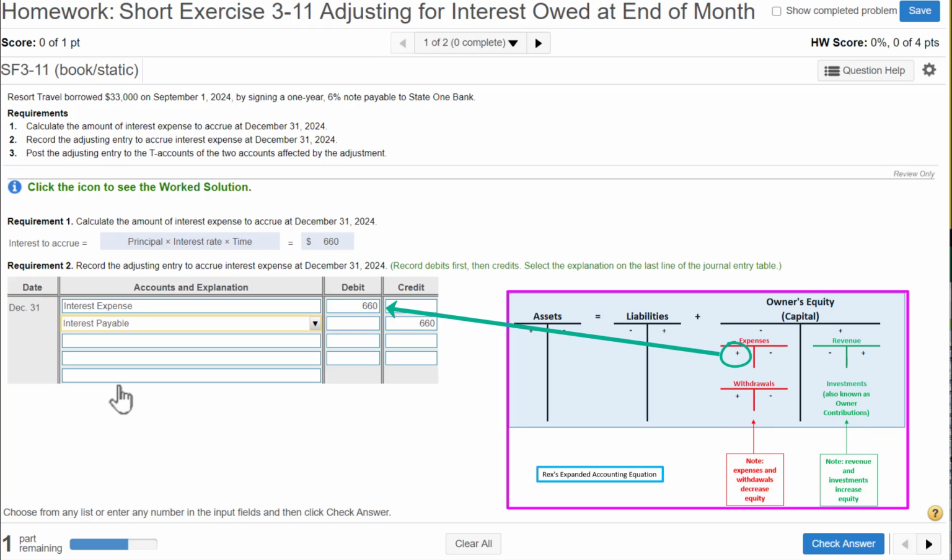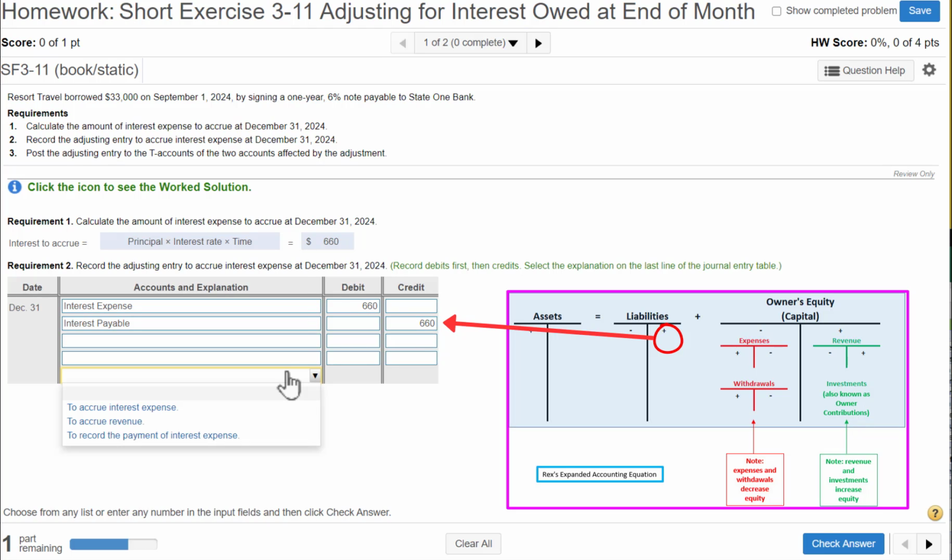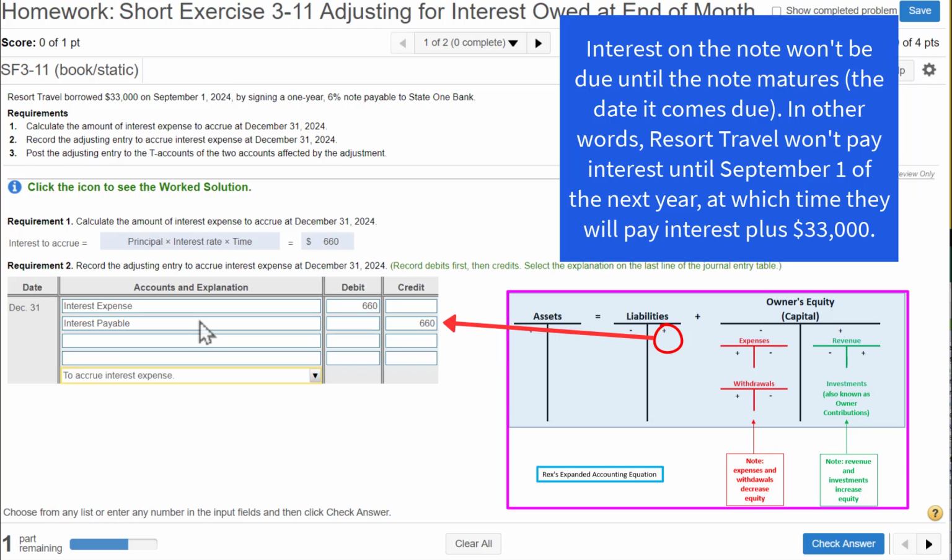Do we owe more or do we owe less? We owe more. And interest payable is a liability, so how do liabilities increase? With a credit. Then we need an explanation to accrue interest expense. Now it's not to record the payment. Notice cash is not involved. We're not paying interest. Interest is not going to be paid until September 1 of the next year. That's how notes payable work.